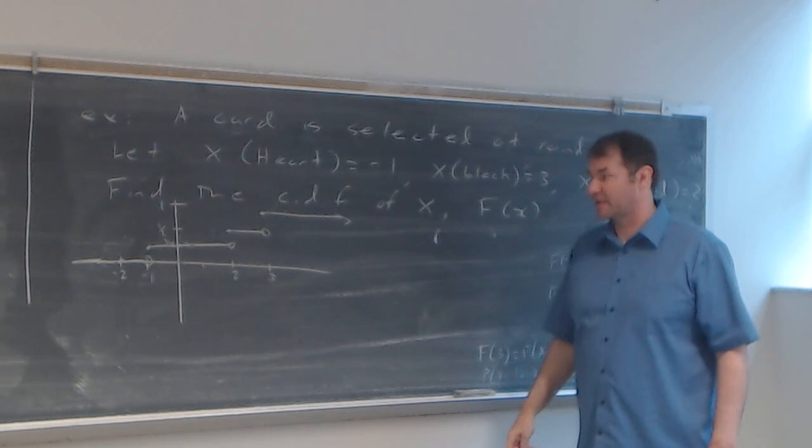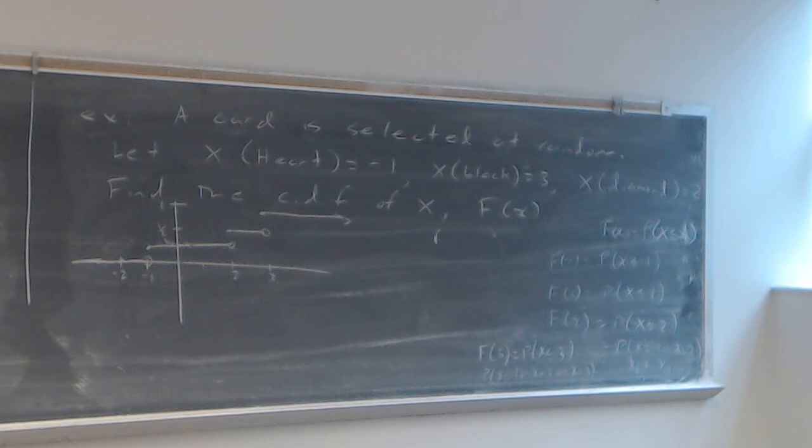That's that example. Well, probably the last thing that I will talk about today is the expected value of a discrete random variable. Let's look at that next.